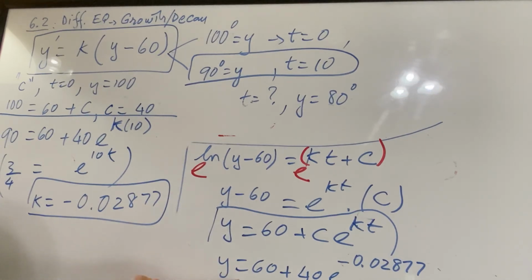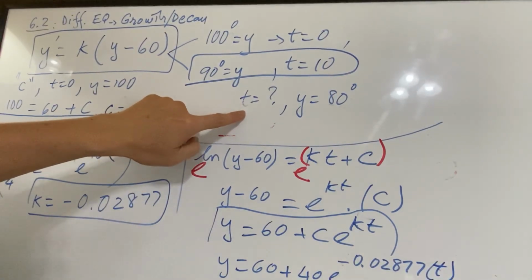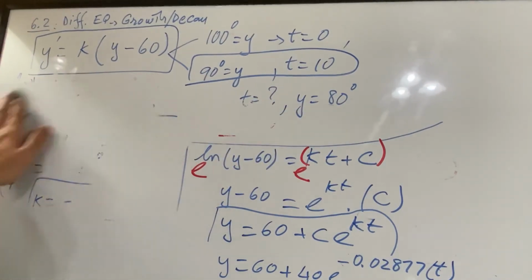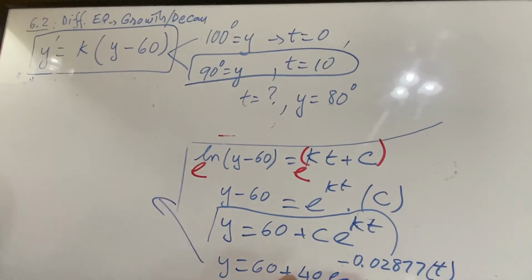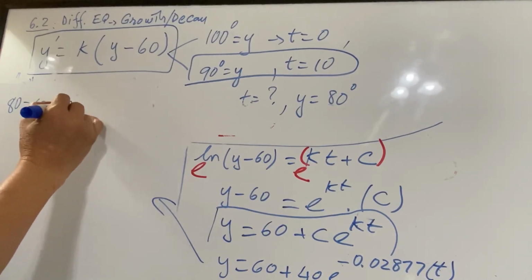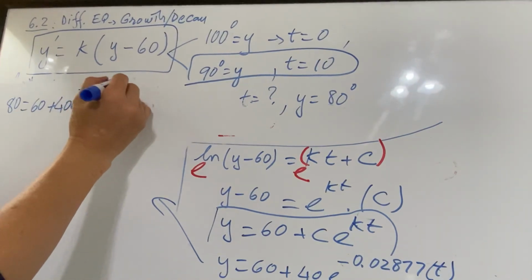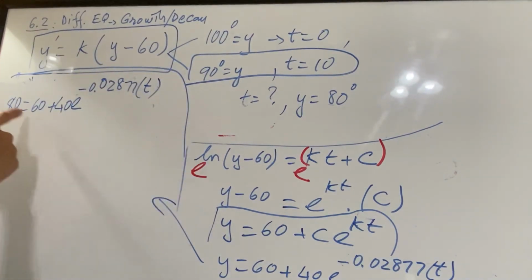All you do right now is, well, what is time? Sorry, missing t. What is time when y is 80? Plug it in. All you do right now is just algebra at an advanced level. What is t when y is 80? So you have now 80 equals 60 plus 40 e to the negative 0.02877t. There we go. That's your guy right there.